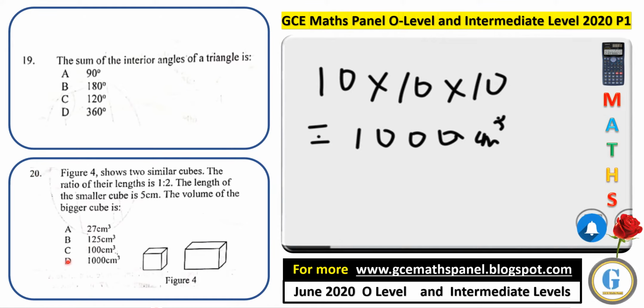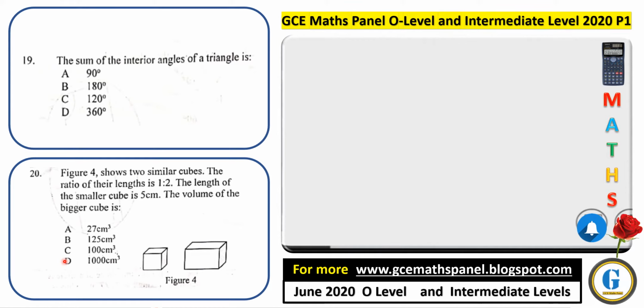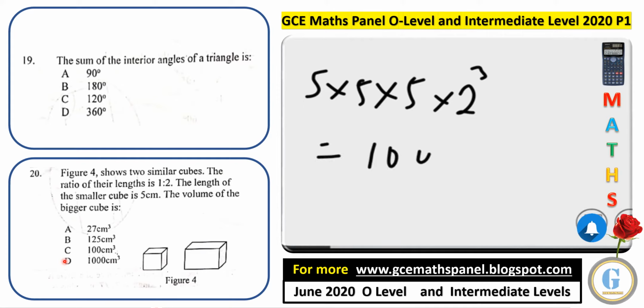Alternatively, the students may decide to get the volume of the small one. In this case, you have 5 times 5 times 5 times the volume scale. So that volume scale is to the power 3. So the volume scale here for the bigger one will be times 2 times 2 times 2. So times 2 to the power 3. And this will still give us 1000. And the result here is C, as we just mentioned.